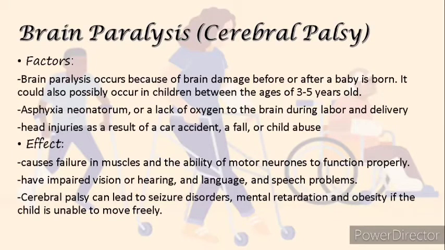Then the second one is brain paralysis. The factors of brain paralysis: it occurs because of brain damage before or after a baby is born. It could also possibly occur in children between the ages of 3 to 5 years old. Other causes are asphyxia neonatorum, or a lack of oxygen to the brain during labor and delivery, and head injuries as a result of a car accident, a fall, or child abuse.